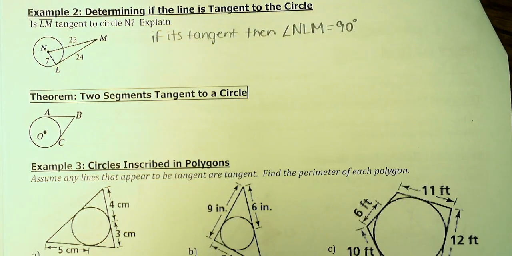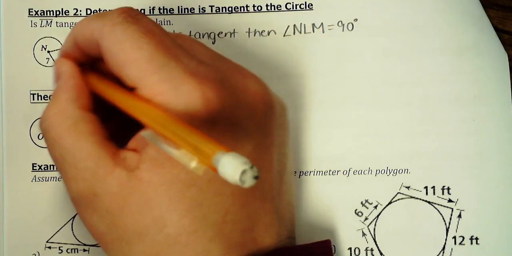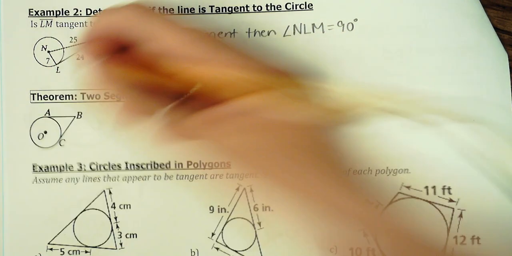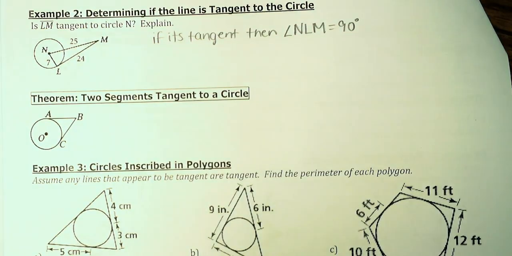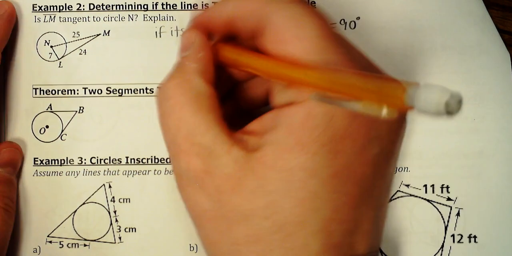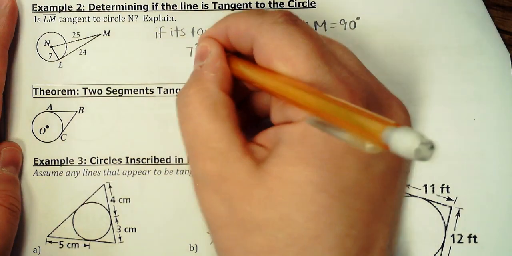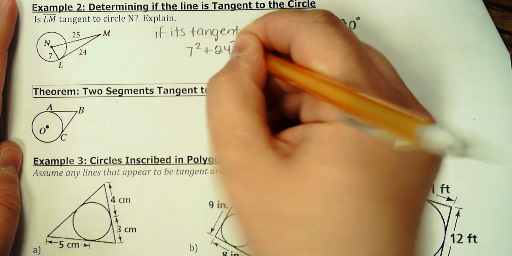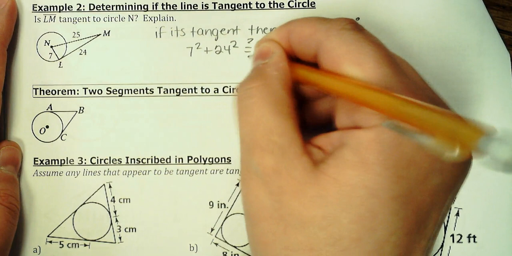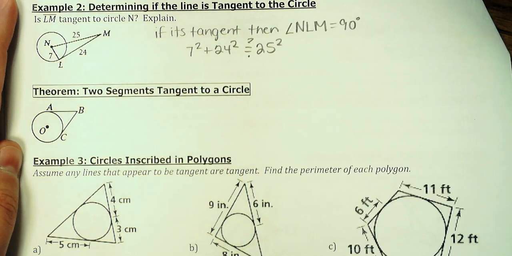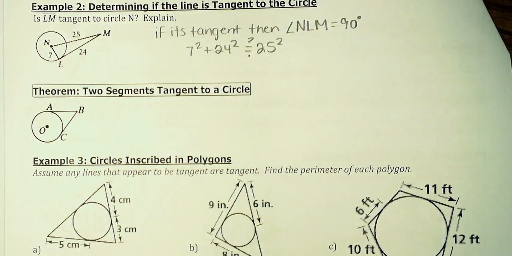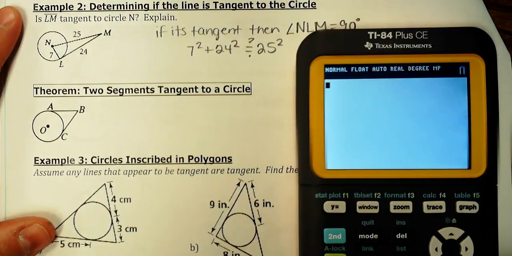So if it's tangent, that angle right here, I'm not going to draw it in the picture, but that angle would have to be 90 degrees. The only way for us to prove that is to use the converse of the Pythagorean theorem. So I want to know, is 7 squared plus 24 squared, this is a question I'm asking, if I can show that that's true, then that angle has to be a right angle. If that's not true, then it would not be a right angle and it would not be a tangent line.